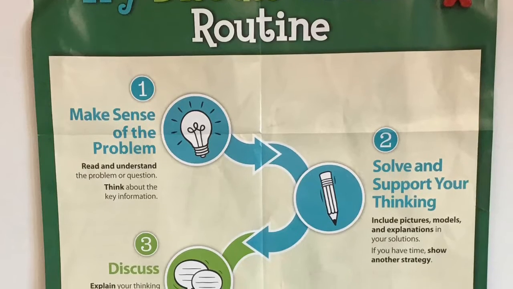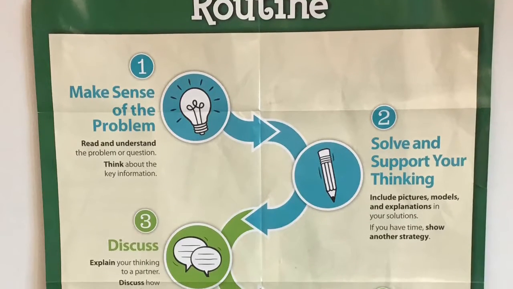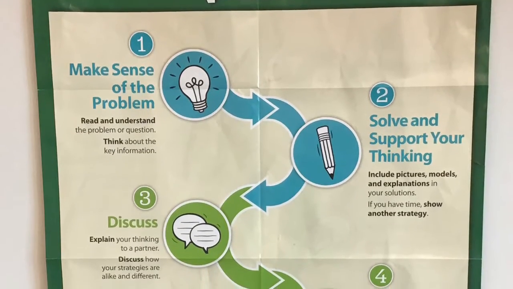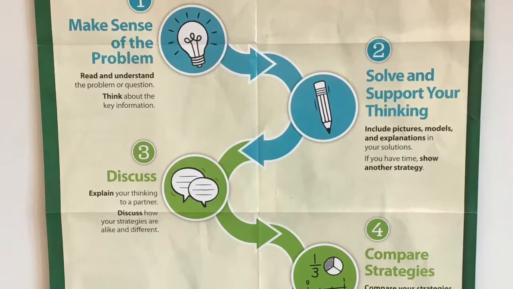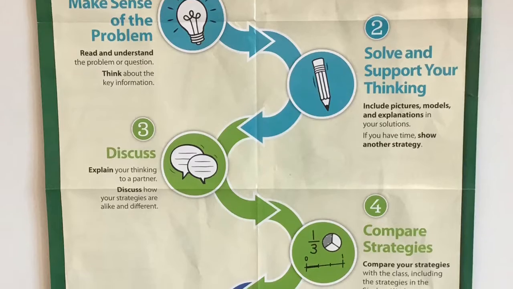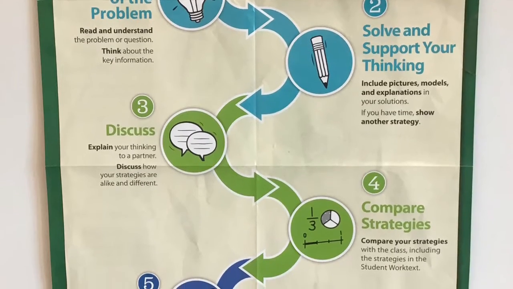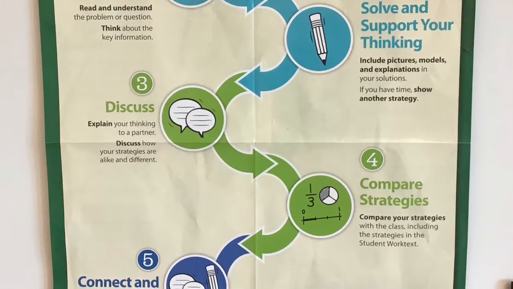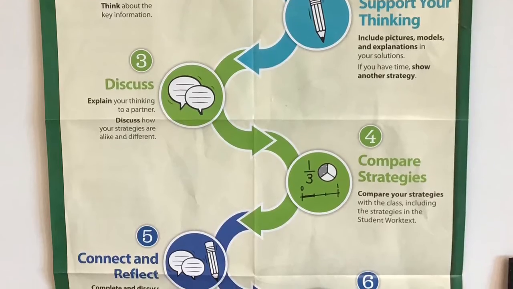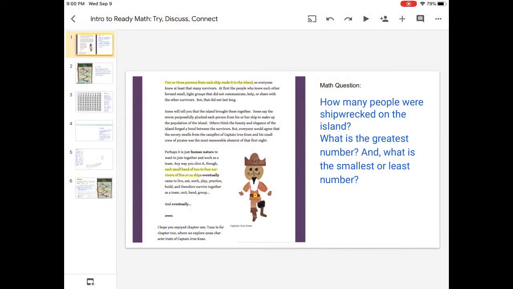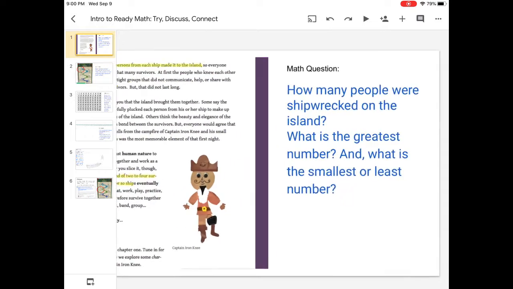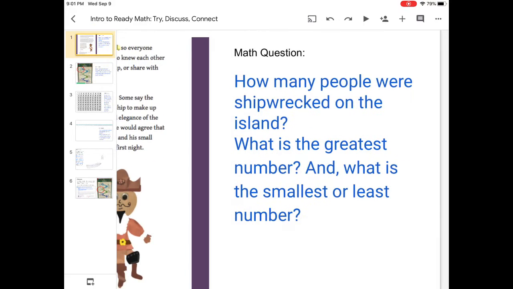Today we're going to begin learning how to use Ready Math properly. I'm going to walk you through the steps of how we tackle a problem, and we're going to investigate a question from our classroom story. This comes from chapter 1, and the question is, how many people were shipwrecked on the island?